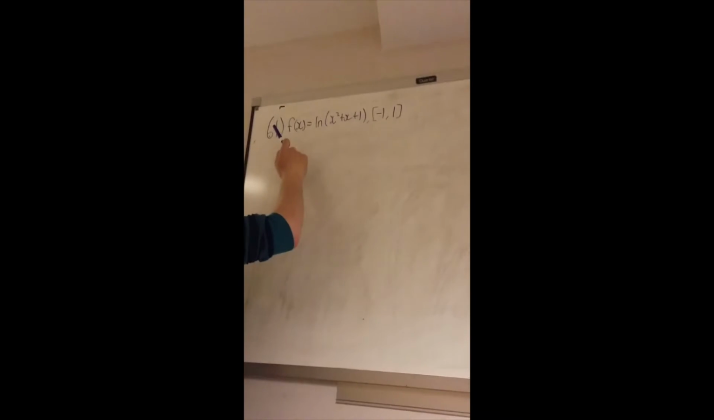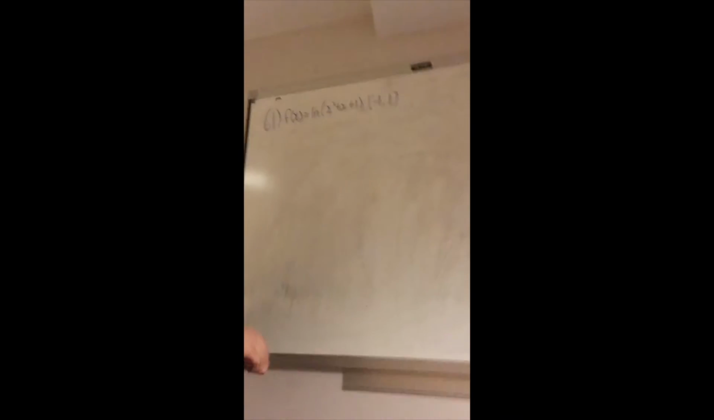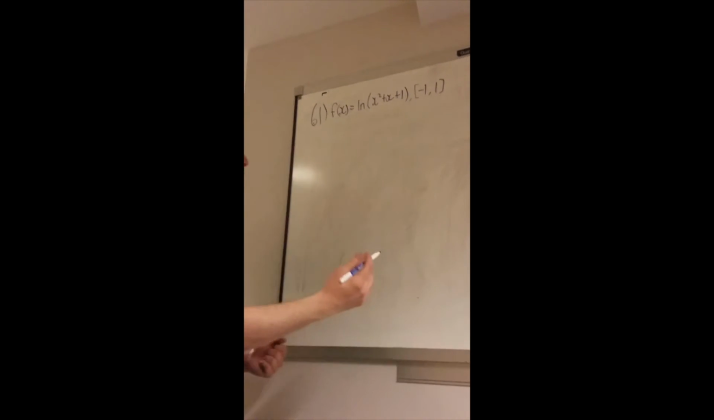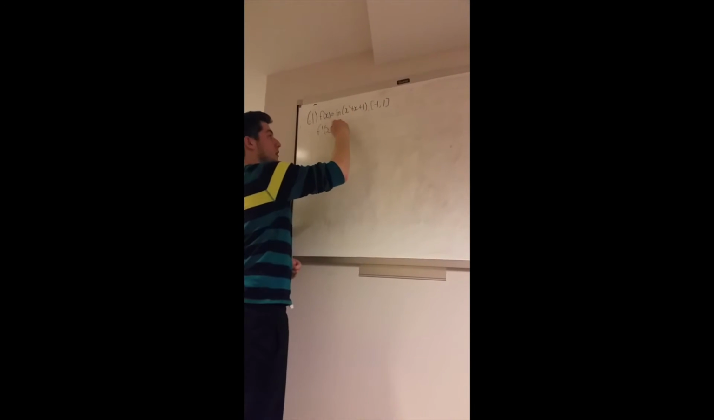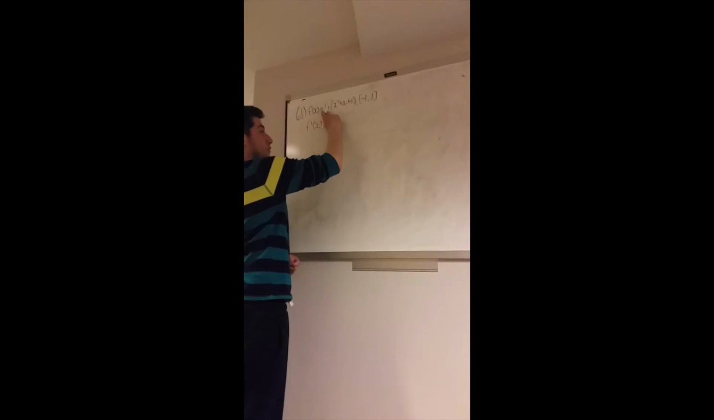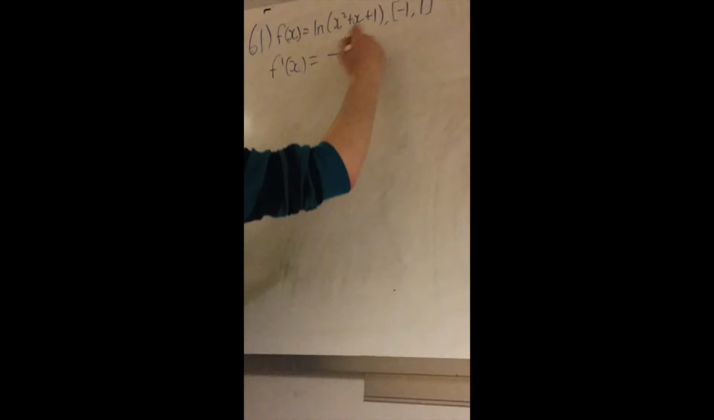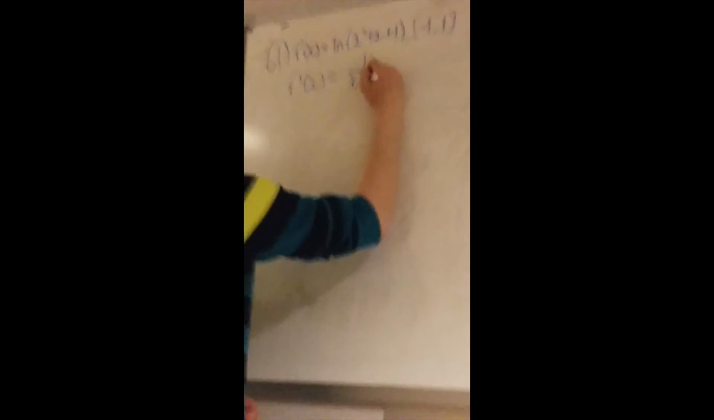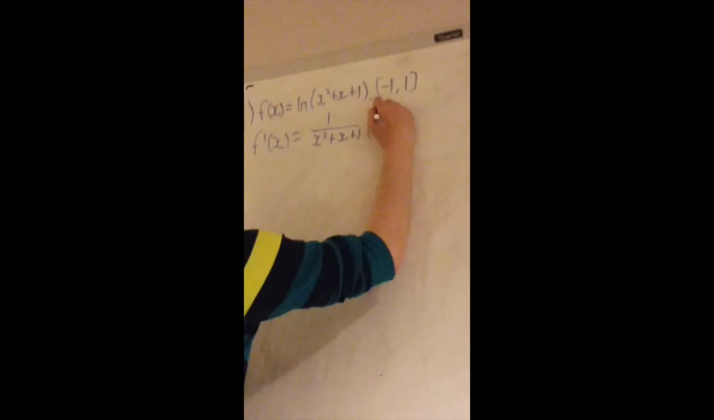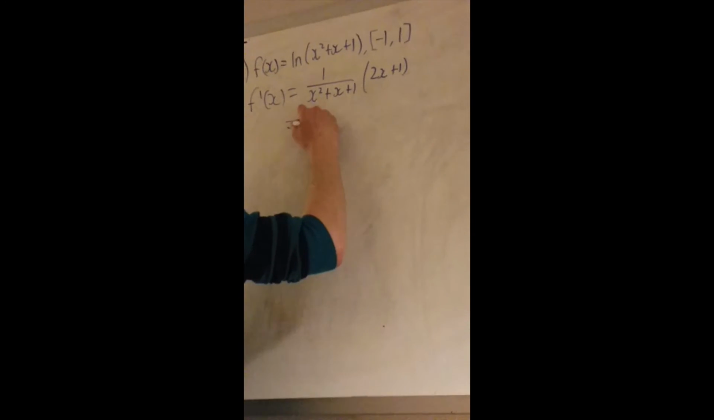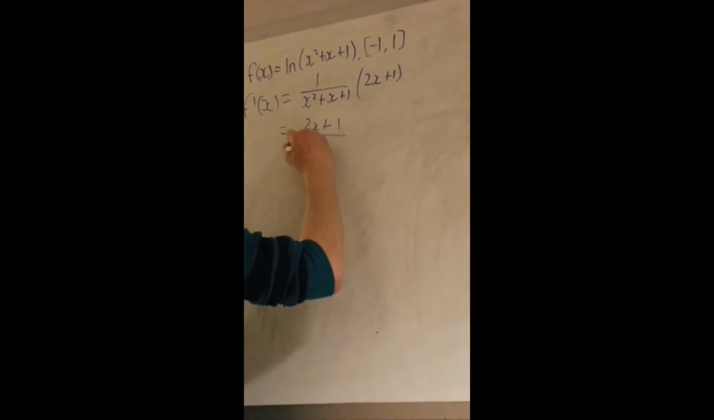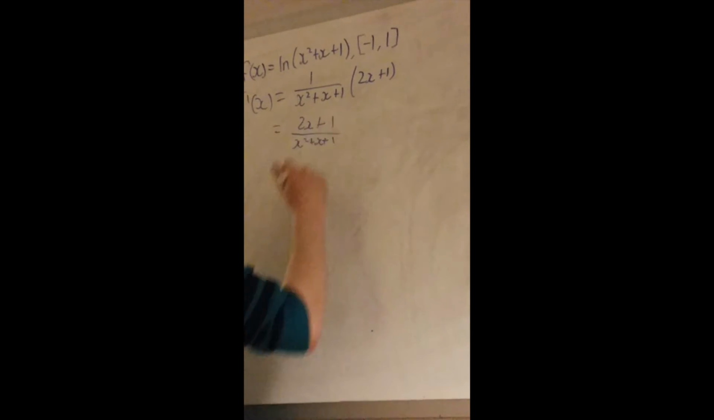Right, for my second question, I'm going to get the absolute max and min values for the function f of x is equal to ln of x squared plus x plus 1 in the domain negative 1 and 1. Alright, so first thing we have to do is get the derivative of the function. So f prime of x is equal to, since this is a chain rule, first thing, the derivative of ln of something is 1 over that. So 1 over x squared plus x plus 1. And then the derivative of the inside would be 2x plus 1, right? So then we're going to put 2x plus 1 over x squared plus x plus 1.